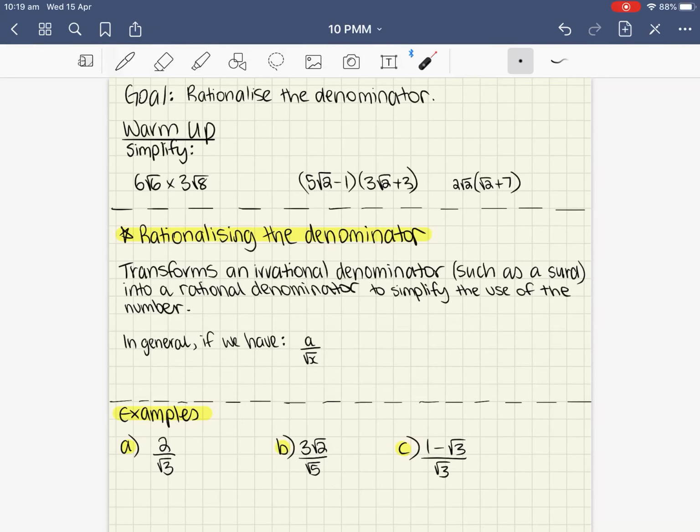Hey everyone, today we're going to keep moving forward with surds, and our goal today is to rationalize the denominator. Okay, if you want a title for today, it's Rationalizing the Denominator. But first of all, we've got some warm-ups.